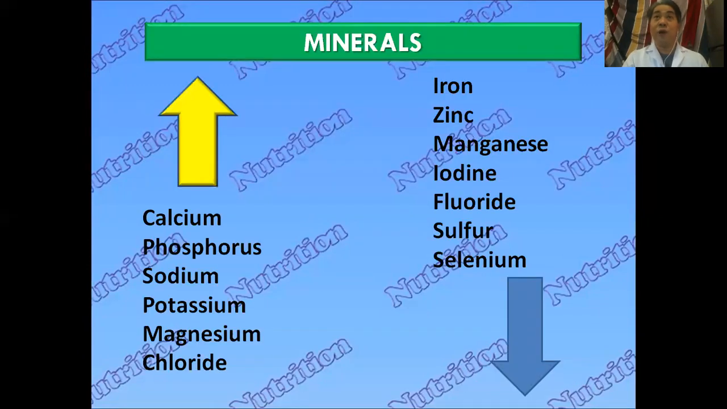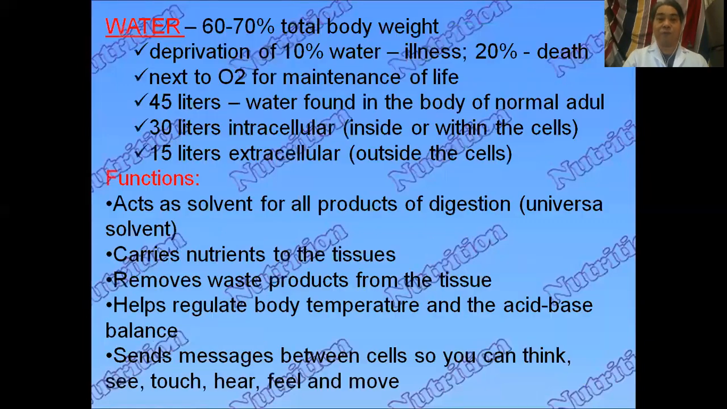We go now to micronutrients. Your minerals come in two forms, macromineral nutrients and micromineral nutrients. Macrominerals, meaning big minerals, are calcium, phosphorus, sodium, potassium, magnesium, and chloride, that you need not take every day. While your iron, zinc, manganese, iodine, fluoride, sulfur, and selenium need to be taken every day.